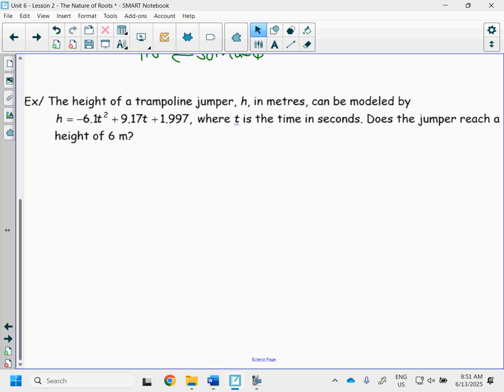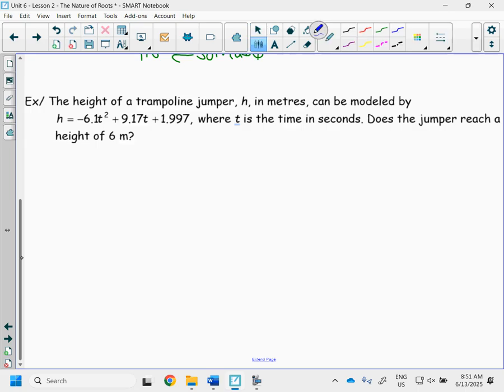Okay, you guys are going to try one. The height of a trampoline jumper in meters can be modeled by this equation, where t is the time in seconds. Do they reach a height of 6 meters? Well, h is my height. I'm going to put 6 in there. I'm going to say to myself, okay, I have this equation. I want to know, is it possible to solve this?